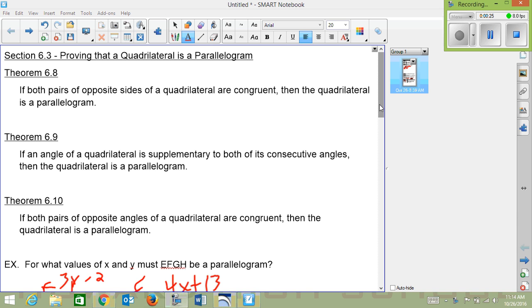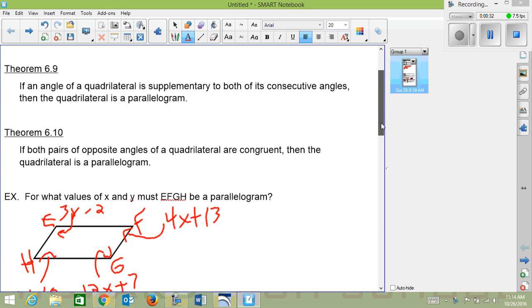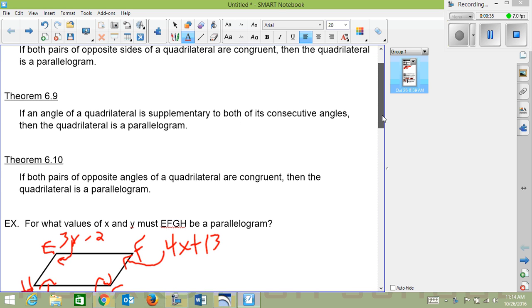Theorem 6.9: if an angle of a quadrilateral is supplementary to both of its consecutive angles, then the quadrilateral is a parallelogram. So if you look at this picture, this one says if both pairs of opposite sides of a quadrilateral are congruent, so if this side is congruent to this side and this side is congruent to this side, then it's a parallelogram. Theorem 6.9 says that if this angle is supplementary to both this one and this one, those are consecutive angles in a row, then it would be a parallelogram.